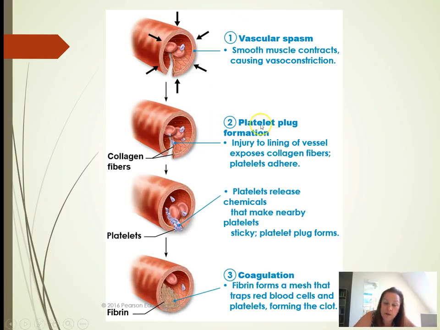After that, we have something called the platelet plug. And so here you'll see the platelets are starting to gather. And the thing about platelets, they release chemicals that make nearby platelets sticky. So one platelet says, hey, I need everybody, and starts gathering and sticking to all the other platelets. So it's a positive feedback loop. You don't see that very often in anatomy. Most of the time we have a negative feedback loop, but this is a positive feedback loop in which one platelet leads to more platelets, right?